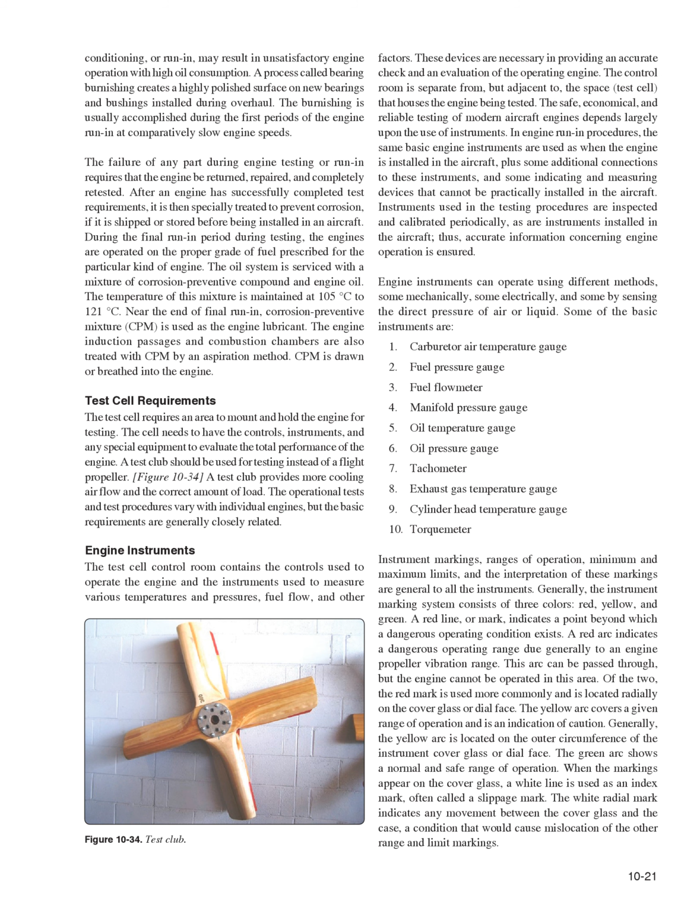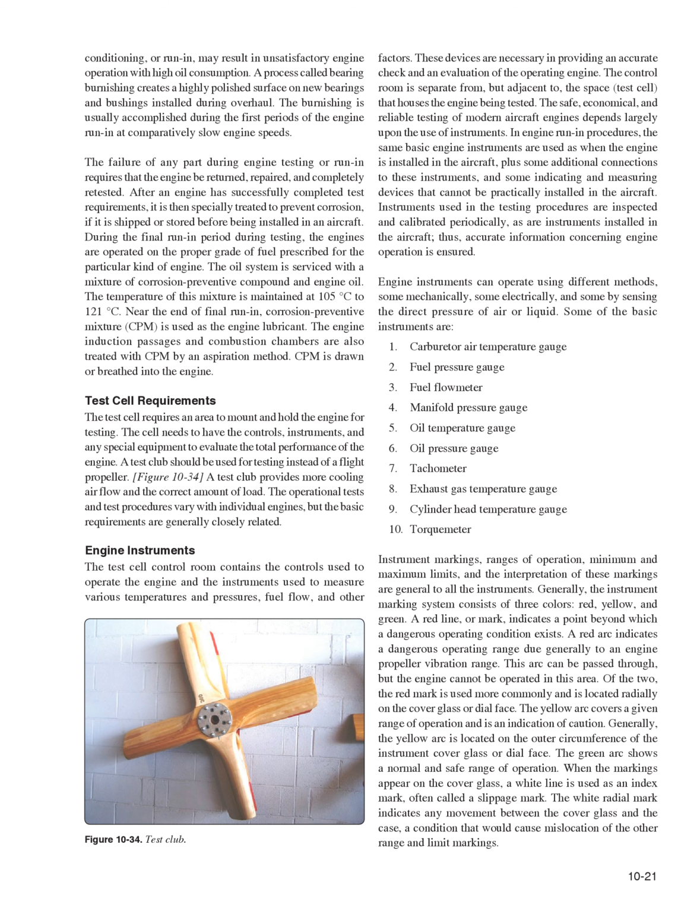During the final run-in period during testing, the engines are operated on the proper grade of fuel prescribed for the particular kind of engine. The oil system is serviced with a mixture of corrosion preventive compound and engine oil. The temperature of this mixture is maintained at 105 degrees Celsius to 121 degrees Celsius. Near the end of final run-in, corrosion preventive mixture (CPM) is used as the engine lubricant. The engine induction passages and combustion chambers are also treated with CPM by an aspiration method. CPM is drawn or breathed into the engine.